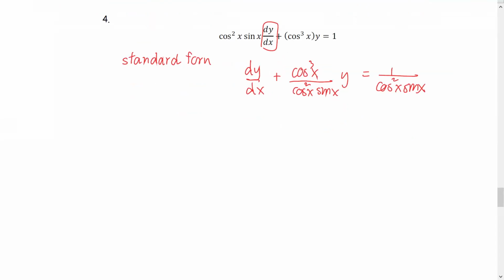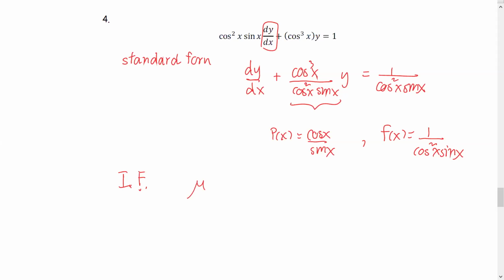That means this one is your P(x), and we see the power 3 and power 2, we can reduce it to just cosine x over sine x, okay? And then your f(x) is 1 over cosine squared x sine x. So we're going to find the integrating factor. I call it IF, integrating factor, and the notation is mu equals e to the integral of P(x).